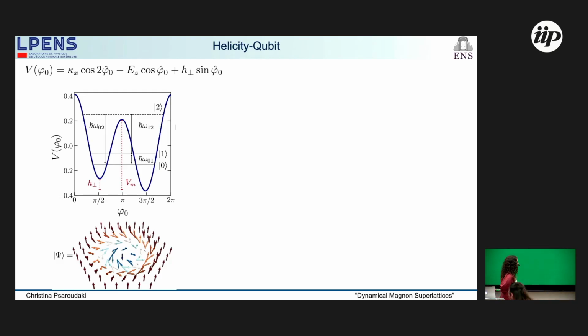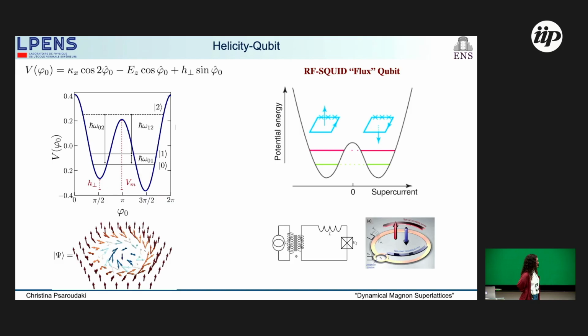Okay. So maybe this picture is familiar to you because it's highly inspired by the flux qubit, where we have a superconducting loop interrupted by a Josephson junction, and the two low-lying states that are separated by this barrier correspond to clockwise and counterclockwise supercurrent in the loop. So conceptually, it's very close because still we have microscopic variables, but here it's in terms of spin.